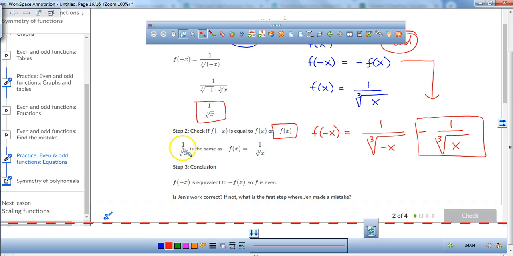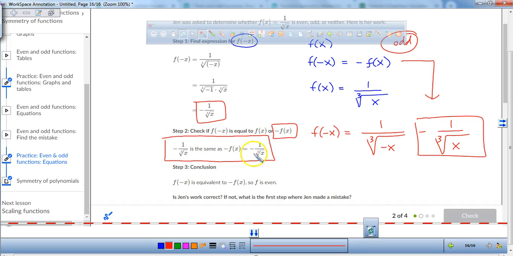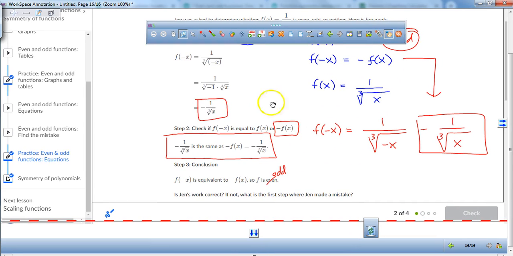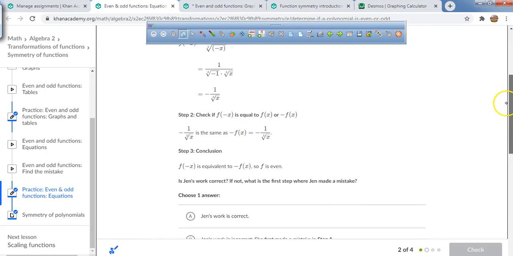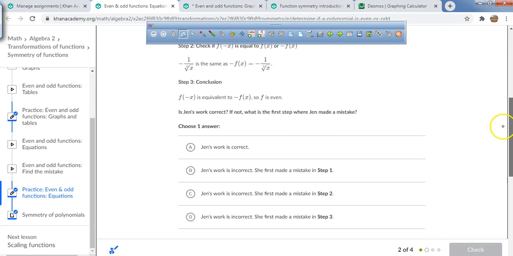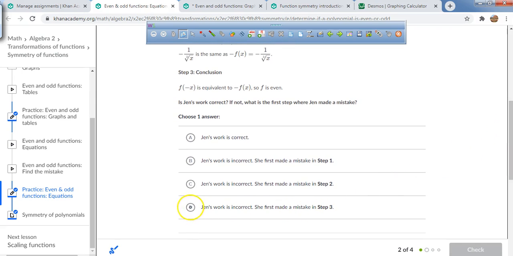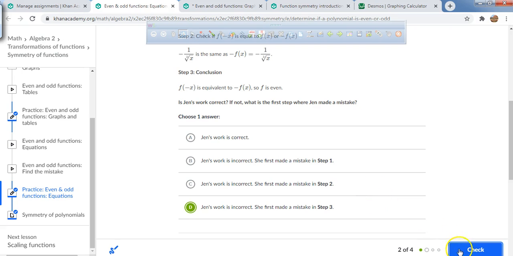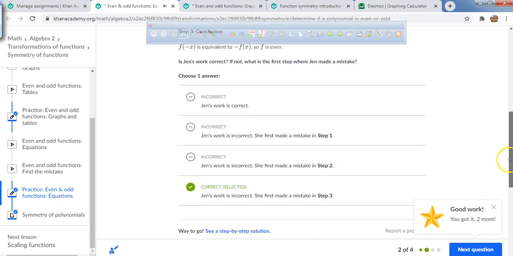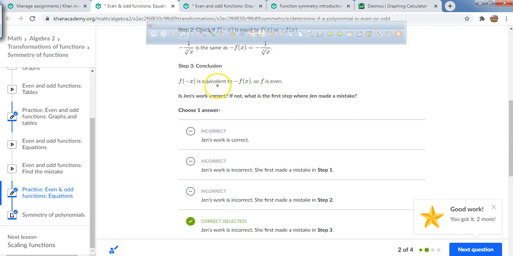Oh, wait, hold on. Negative is the same as negative. Okay, I see what she said there. Okay, I misinterpreted that. This is the same as negative f of x. But her conclusion was f of negative is even, but it's not even. It's odd. So she actually did all the math right, but she made the wrong conclusion. All right, so Jen's work is correct, but she just made a mistake in step number 3. That's where she made the mistake, because that's not considered to be an even function, it's considered to be an odd function.